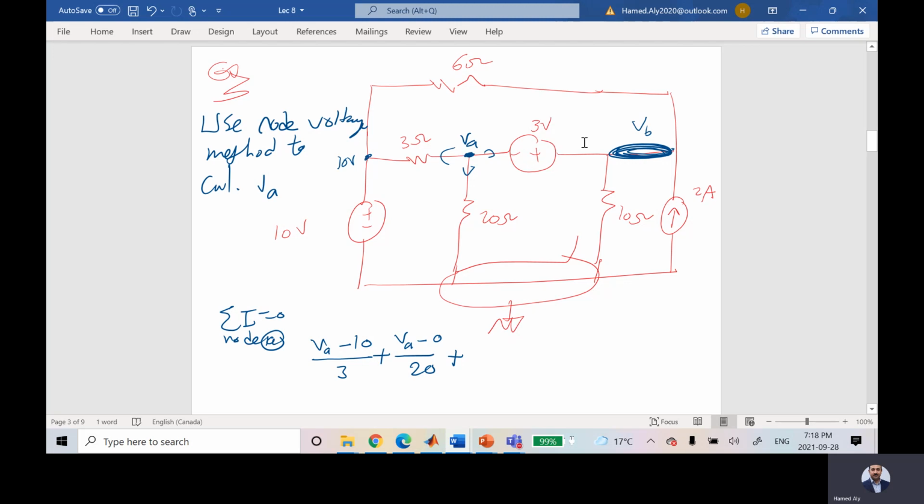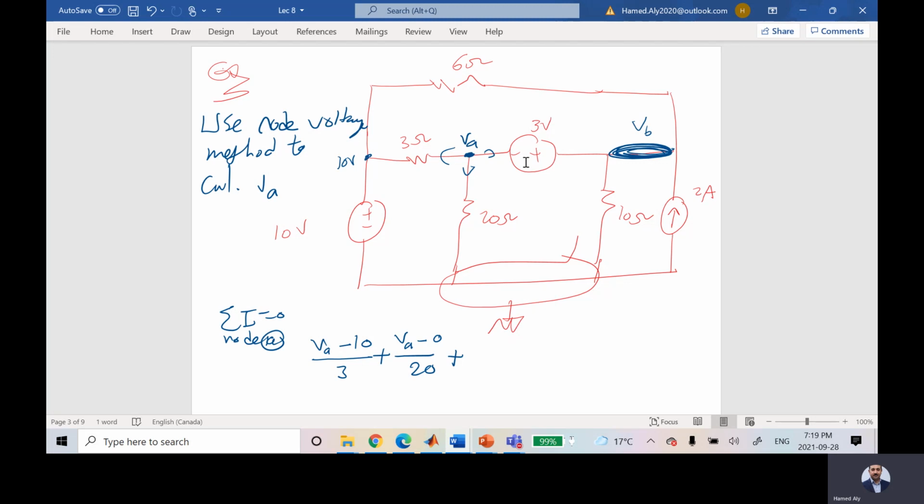Anyway, so the current here, many of you will say VA minus VB over 3. Totally wrong. It's not right. How come VA minus VB over 3? 3 is voltage, it is not the resistance. Some of you will write VA minus VB divided by 0. It's totally wrong.